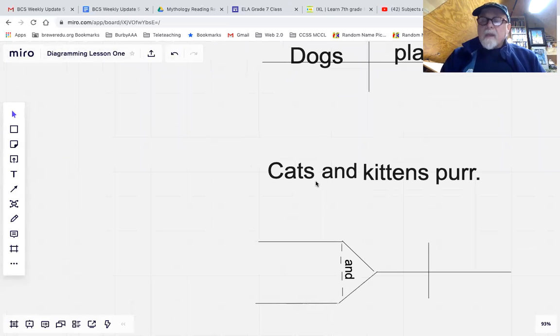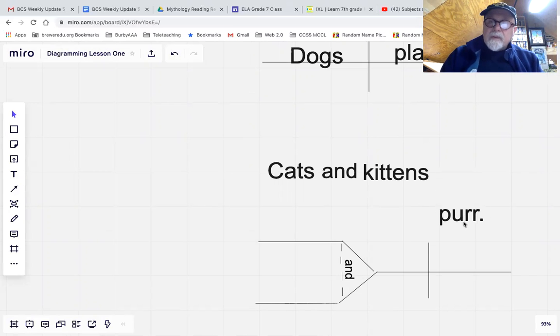Let's do another one. Cats and kittens purr. So when I look at cats and kittens, I know they are things, they're subjects, they're nouns. And when I look at purr, I know that's an action. So I'm going to assume that that's the action. And now I'm going to say, who or what purrs?